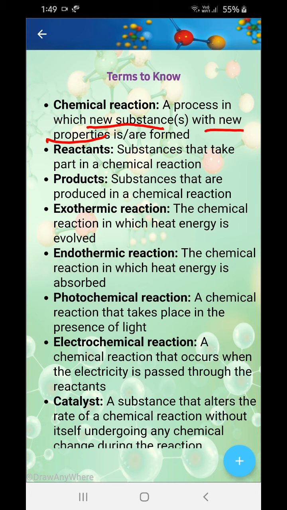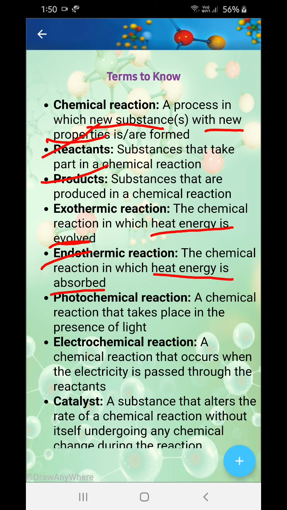Next is reactants, the substances that take part in a chemical reaction. I'll give you examples. Product: substances that are produced during the chemical reaction. Exothermic reaction, the chemical reaction in which heat energy is evolved, heat energy is thrown out. And endothermic reaction, the chemical reaction in which heat energy is absorbed. It means it takes heat energy from the surroundings.